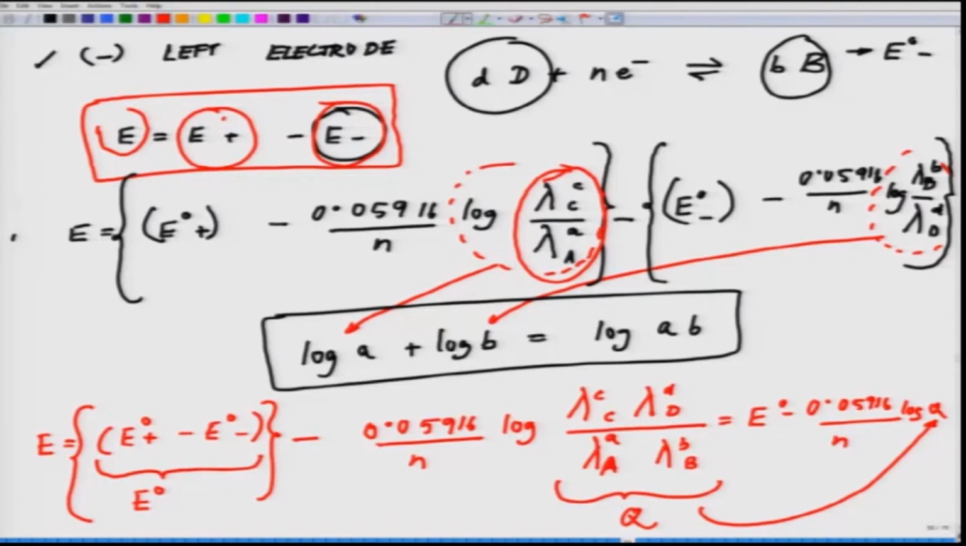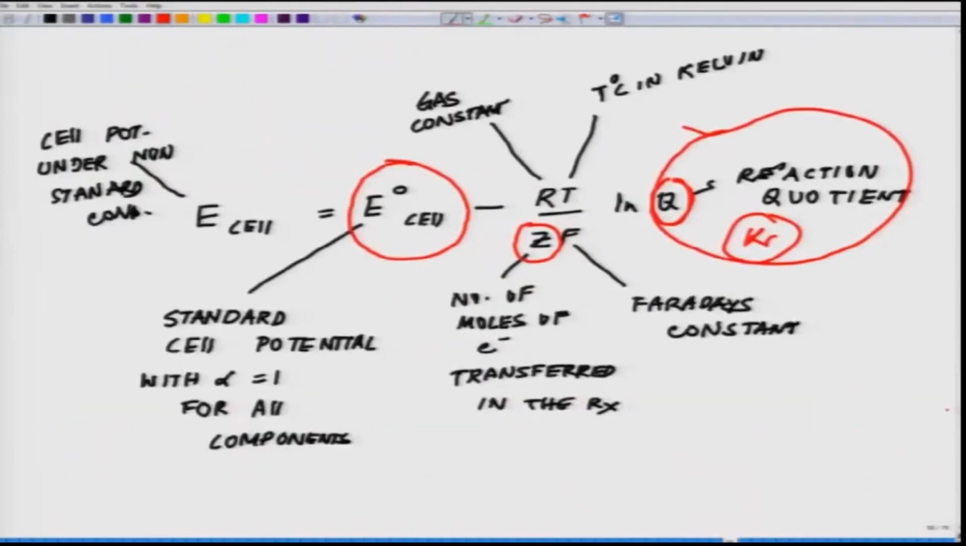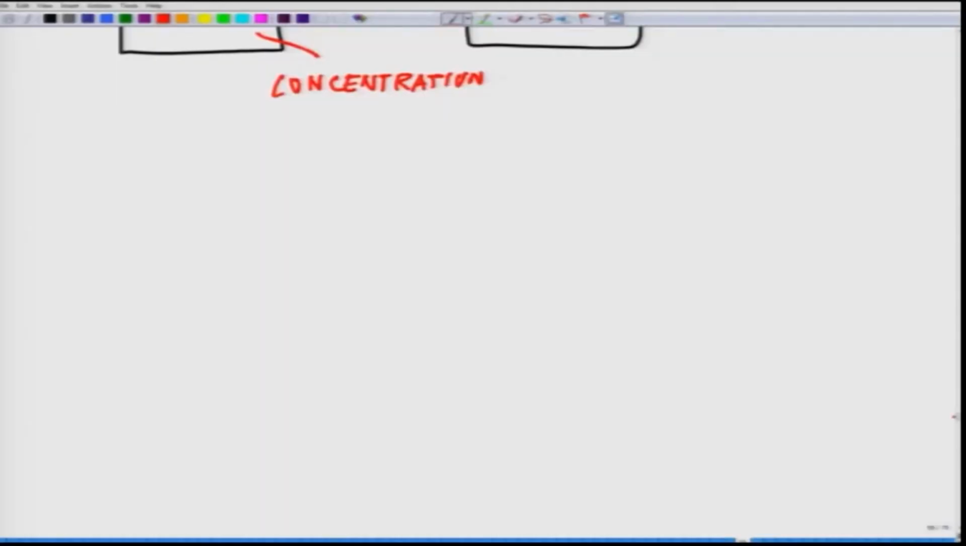If you vary the concentration, automatically the numerator and denominator are going to change. By varying the concentration, you actually can allow the current to flow. These kinds of cells are called concentration cells. So, today we are going to talk about concentration cells.